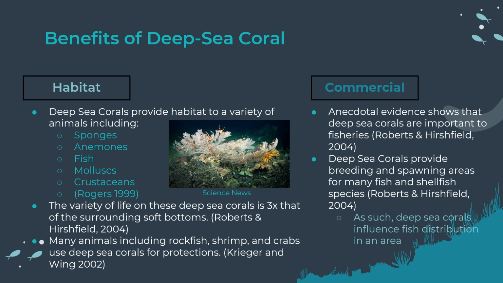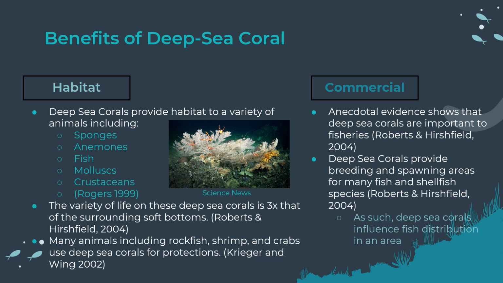Deep-sea corals provide many benefits to other deep-sea animals in the form of habitat. Many animals utilize deep-sea corals as a habitat, including sponges, anemones, fish, mollusks, and crustaceans. In fact, 3 times more life is found on deep-sea corals than the surrounding areas. In addition to habitat, deep-sea corals act as a form of protection for many animals, including crabs, shrimp, and rockfish.